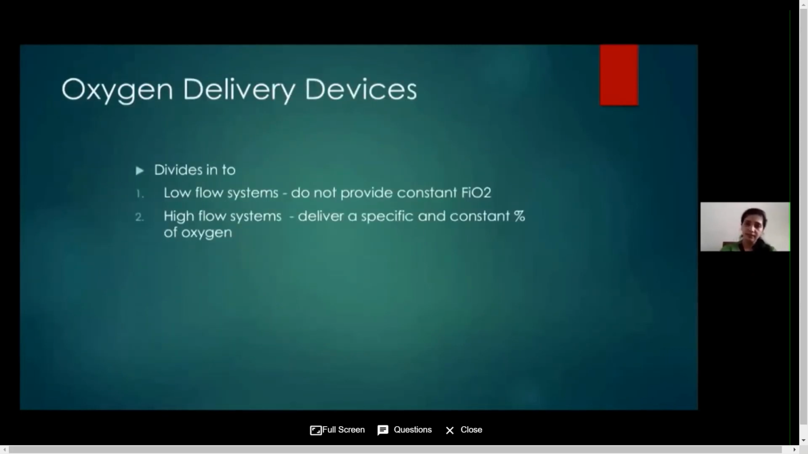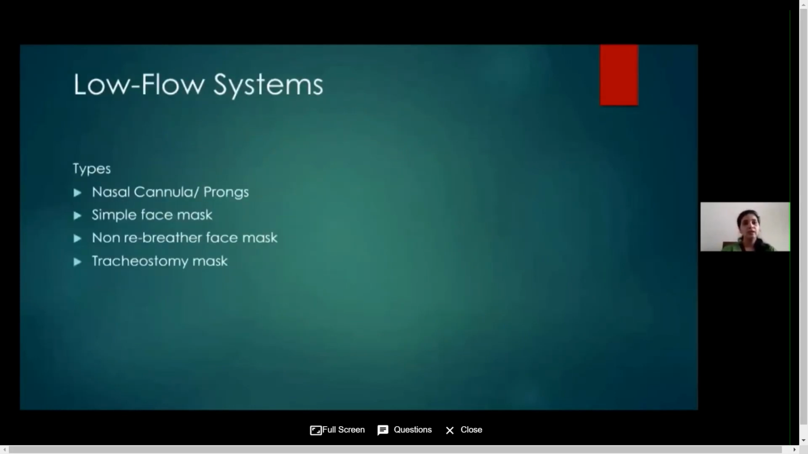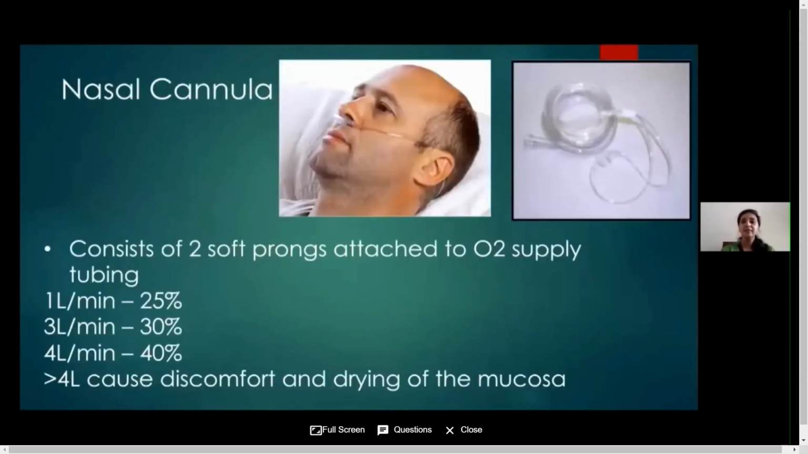So what are the devices that you can use? The devices can be divided into low flow or high flow systems. Low flow systems do not provide a constant oxygen percentage, while the high flow systems do. The types of low flow devices available are the nasal cannulae, the simple face mask, the non-rebreather face mask, and the tracheostomy mask. This is something commonly encountered in your practice, I am sure.